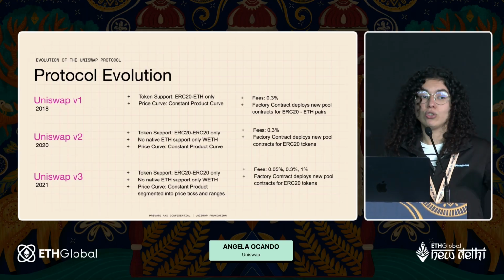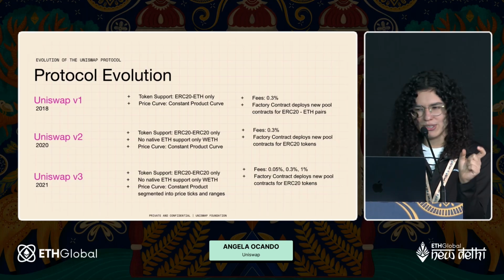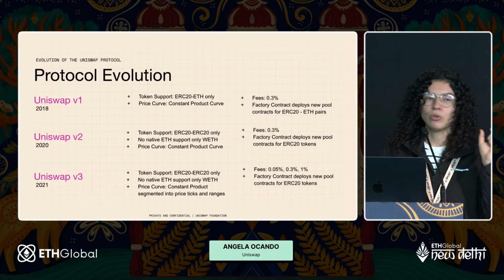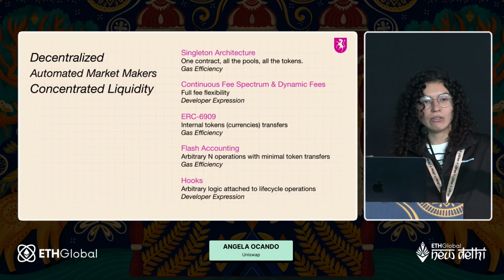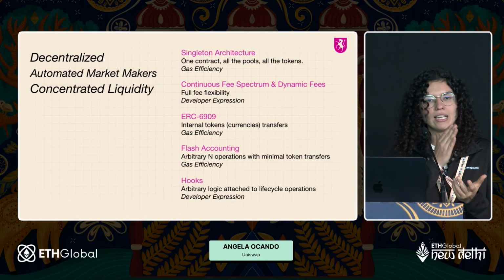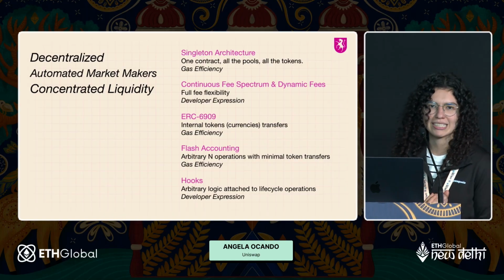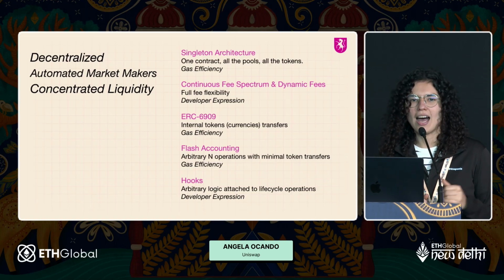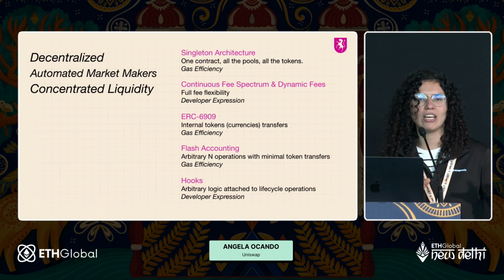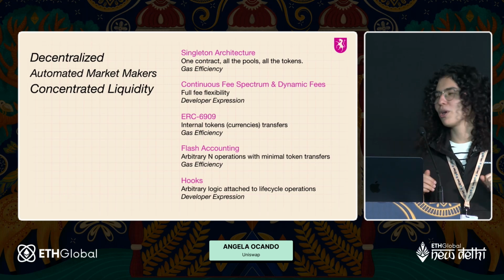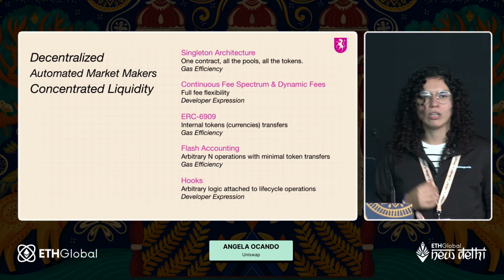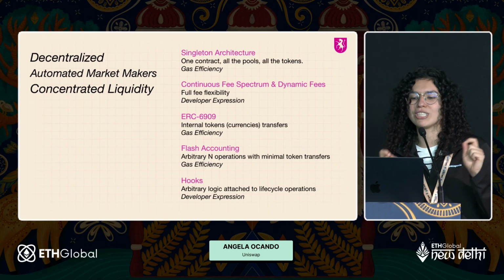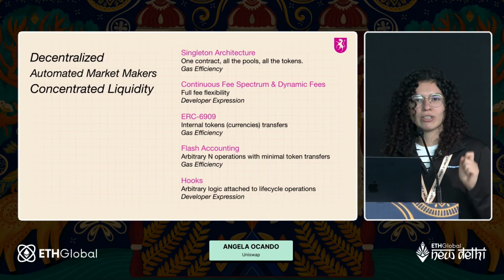And then you used to have fixed fees from 0.005% to 1%, but now V4 allows you to define the continuous fee spectrum and dynamic fees, meaning you as a developer define the rules and you can say, hey, I want to define dynamic fees depending on the volatility of the market. So whether we are in a bull market or a bear one, you want to adjust all of this information. But V4 doesn't just include that, but also the singleton architecture.